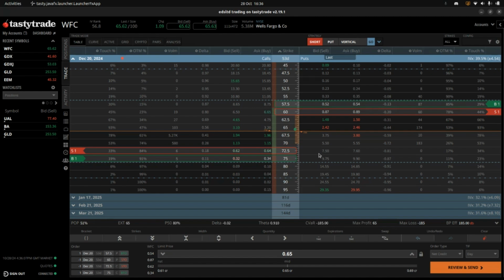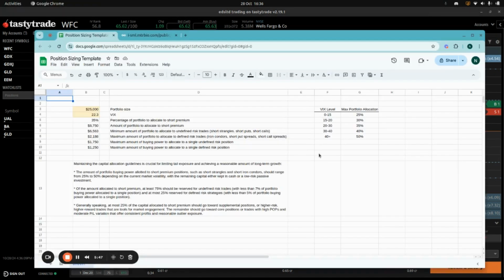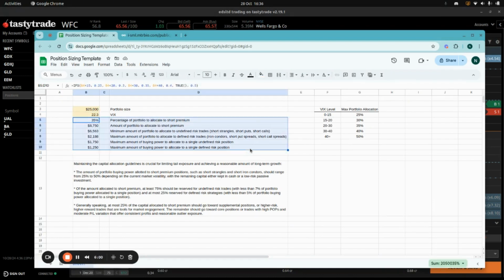You do also need to keep in mind the size of your positions. So we've put together a position sizing template that's free for everybody to use. The way it works is you enter in the size of your portfolio, and then below that you enter in what the current VIX level is. Everything below will then be automatically calculated for you, and all you need to do at this point is just use the information to form the backbone of your portfolio, and over the long term you will do just fine.